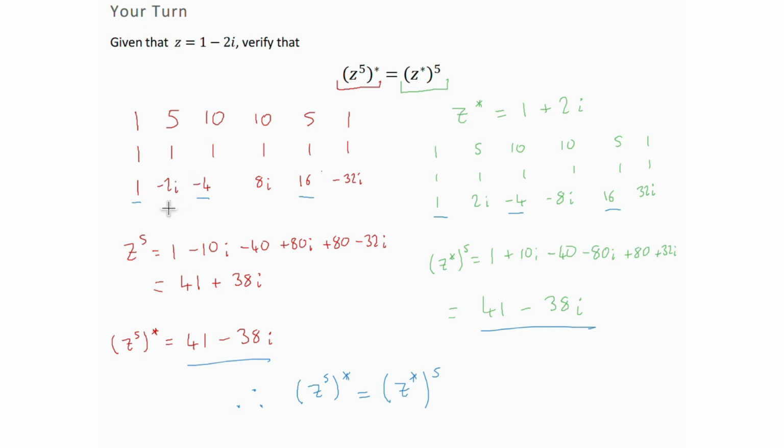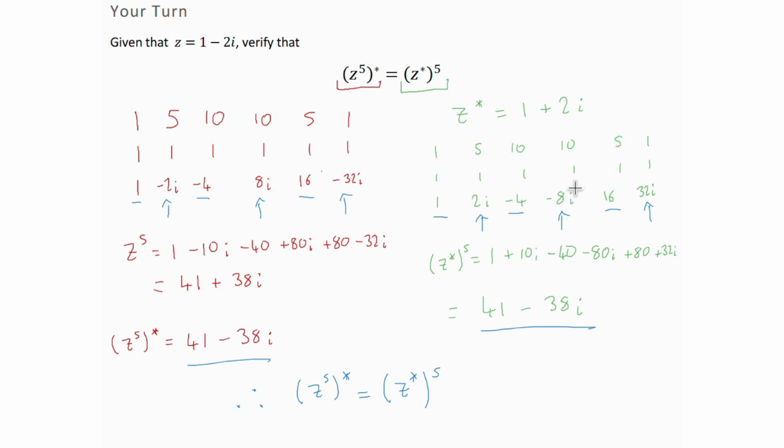What happened with the odd powers, though, is that we ended up getting negatives of those at each stage. We got the negative value for each of the imaginary parts in this expansion, because this one had a negative and this one had a positive. So when we were raised to an odd power, these ones were negative and these ones were positive. We then had to deal with the powers of i, which changed some of those signs, but that happened in exactly the same way on both sides.